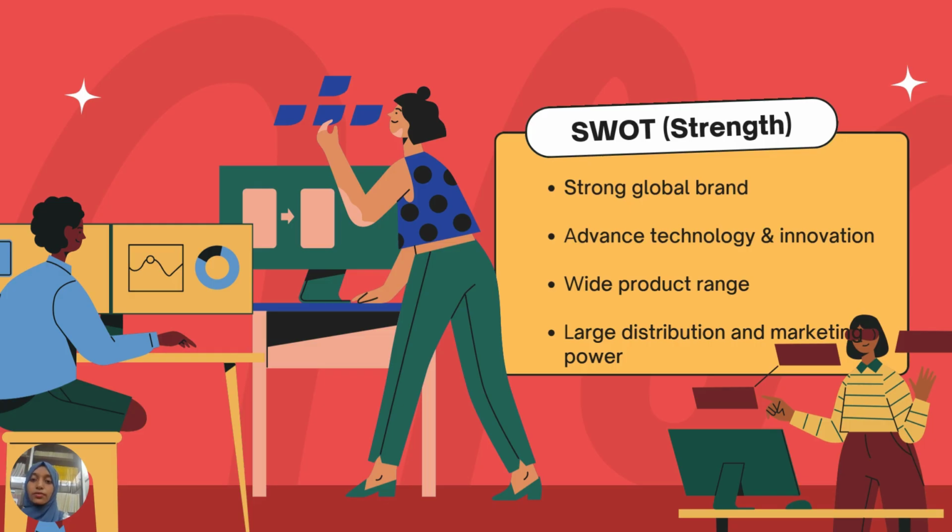Number two is the advanced technology and innovation. Samsung is known for cutting-edge features like powerful cameras, foldable screens, or 5G. The company invests heavily in research and development to stay ahead of competitors. Number three is the wide product range. It offers products for every market segment, from budget phones to premium flagship devices, as well as other electronics appealing to a wide range of consumers.